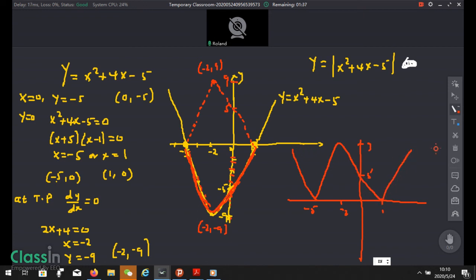So this is the shape of y equals the absolute value of x squared plus 4x minus 5.